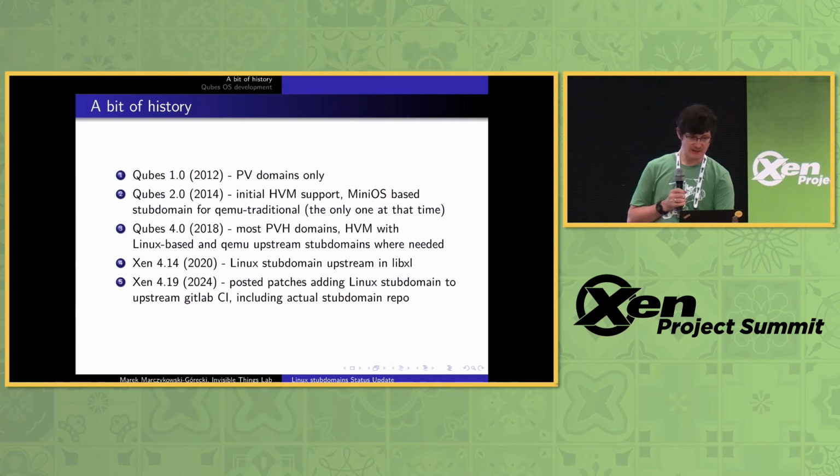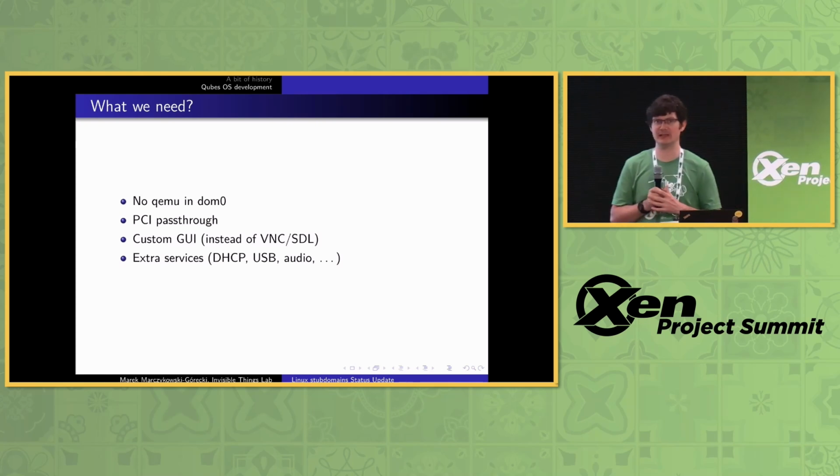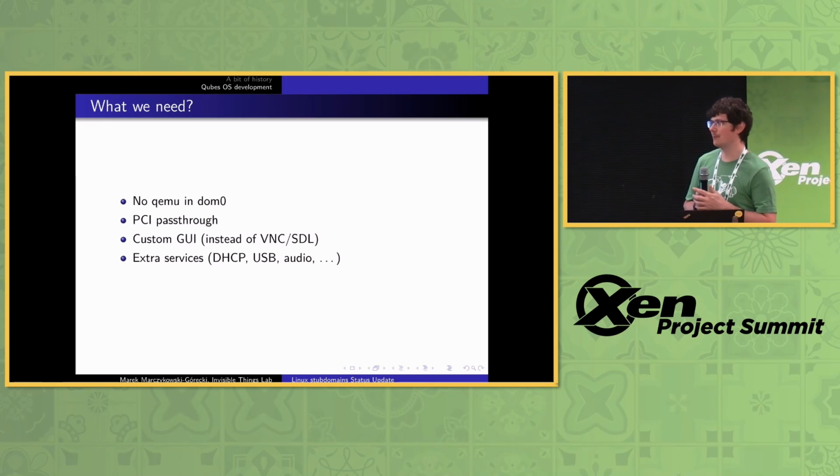Okay. So what do we actually expect from such a stubdomain and why go this way? In Qubes, we'd like to reduce attack surface, which means we don't like running QEMU in dom0 at all. Theoretically, there are ways to sandbox QEMU in dom0. You can do QEMU deprivileging using a different user, maybe some extra sandboxing, seccomp, BPF, etc.